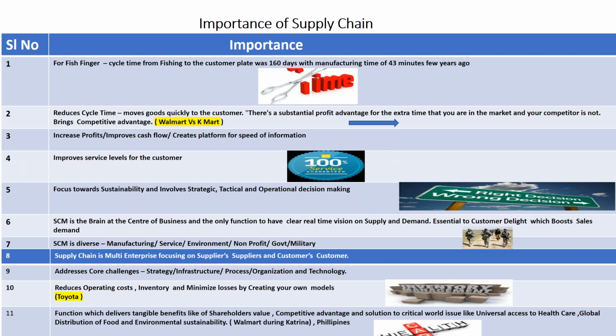Supply chain is multi-enterprise, focusing on supplier and customer, which I have already mentioned earlier. Now, this addresses core challenges: strategy, infrastructure, process, organization, and technology. This is the only function which addresses all these five issues. Along with these challenges, there are 7 principles. If you address those, you will be able to design a supply chain.